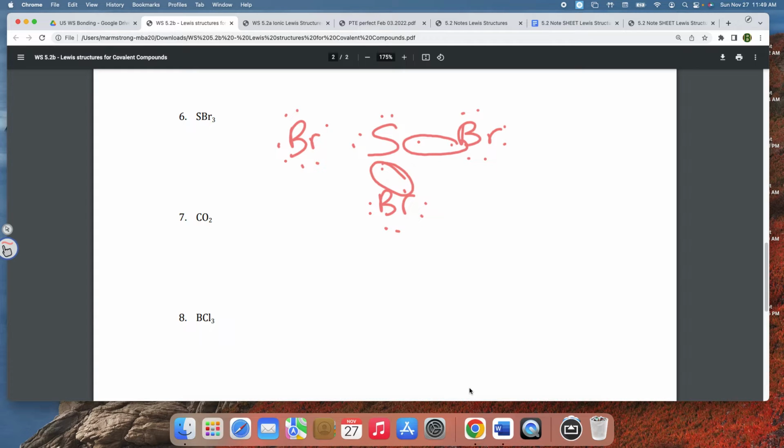Something's going on here. This one isn't working out. I think I possibly messed up on this one. So S has 1, 2, 3, 4, 5, 6. You could definitely have a Br which would have a lone one, and a Br which would have a lone one, and a Br which would have that lone one. I think SBr3 must not work. I'm going to move past it and I'll look into it.